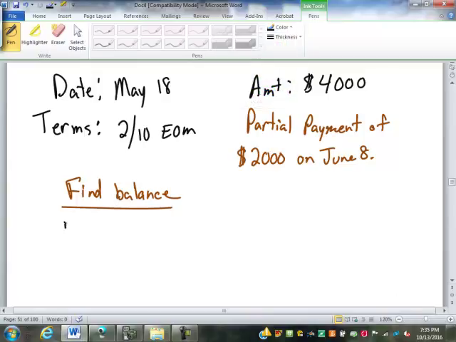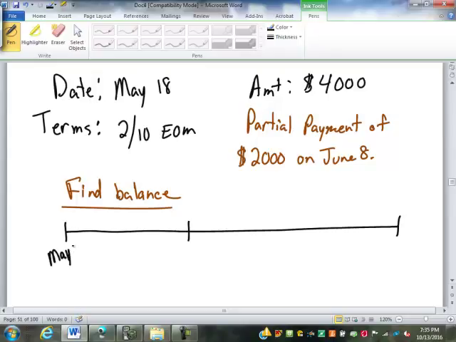So I'm going to start out with a timeline. When does our timeline start? May 30th. Very good. Because it's EOM, it does not start on the invoice date. It starts on May 30th, the effective invoice date. So our discount would end on June 10th, and our credit period would end on June 30th.